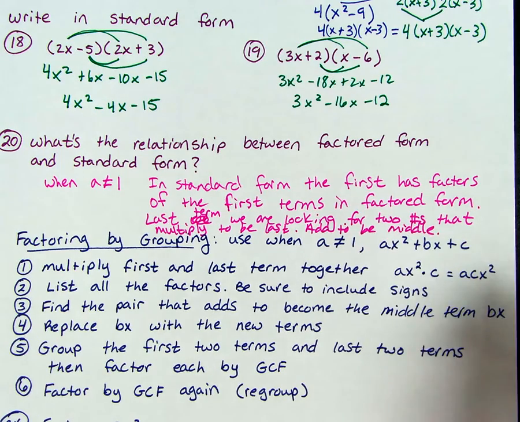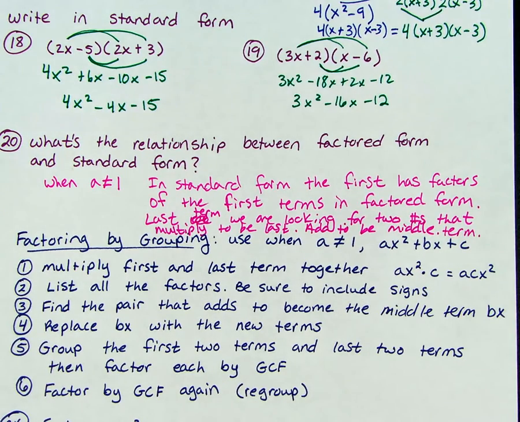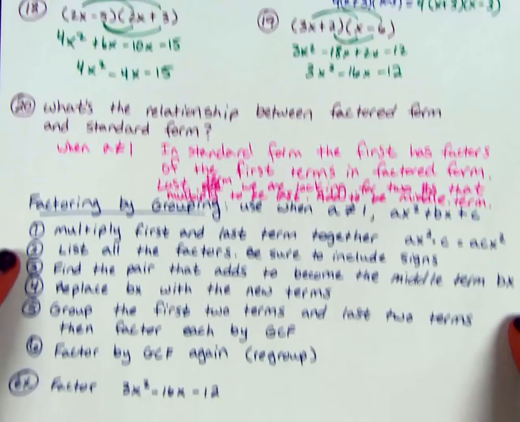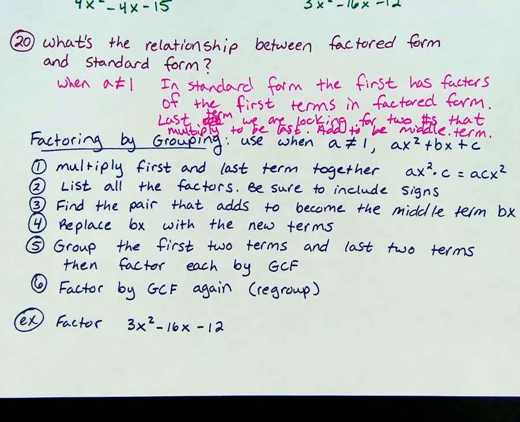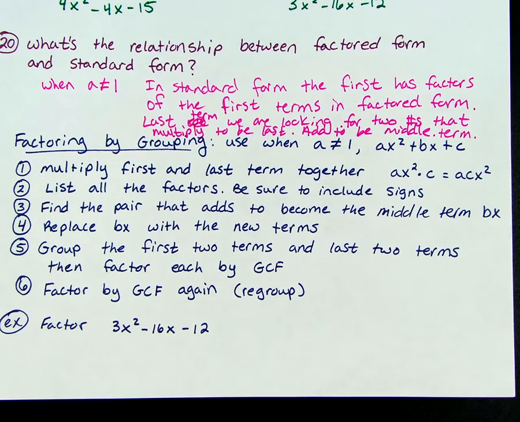So the factoring rules when A is not 1 is going to be a little bit different. And there's actually 2 methods that we can use. We can use just the guess and check method, or there is something called factoring by grouping. So if we're going to factor by grouping, these are the rules for it. So again, I'll let you kind of read through those. If you want to take notes on them, go ahead and pause the video and do that. Okay, so and then we're going to go through an example together.